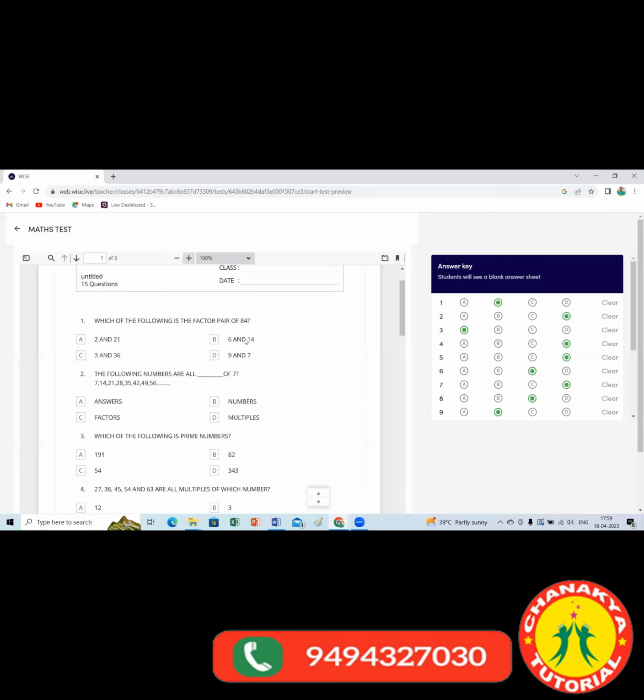Multiply two numbers, the result is 84. Factors are nothing but a product of those two numbers. 21 times 42, so this is not a factor. And 3 multiplied with 36, almost it is 90, more than 100 you may get here. So this is also not a factor. 9 times 63. This is also not a factor.